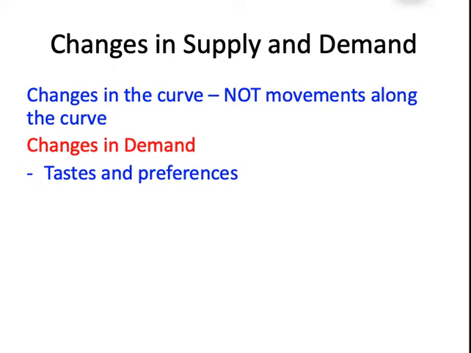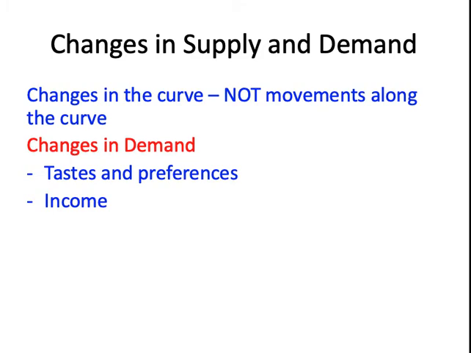So preferences could be things like popularity, right? Some musical artists might have been popular 3 years ago, but now are no longer popular, right? So you can see how your tastes and preferences may change your desire to purchase something in its entirety from previous years. Okay.